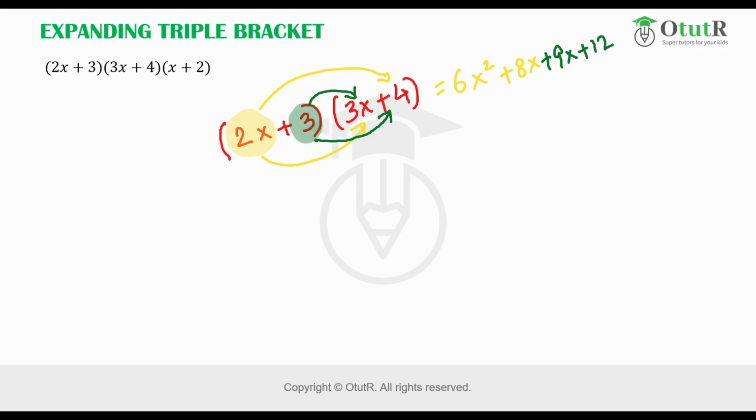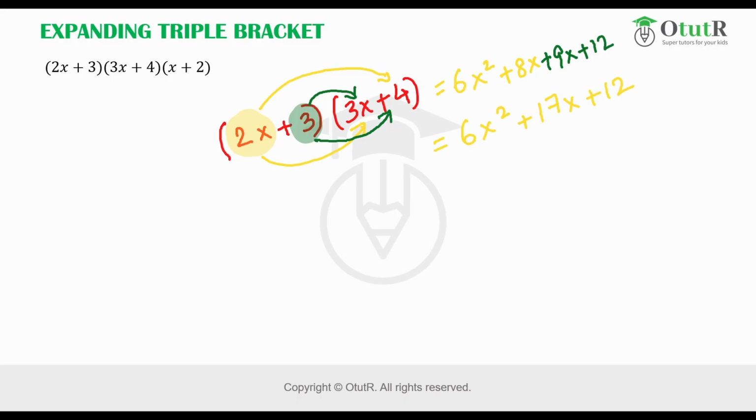After doing this, we are simply going to simplify the entire thing. So after simplification, we are going to get 6x squared plus, 8x and 9x are like terms, so they will add up to give me 17x, and a 12. So 6x squared plus 17x plus 12 is the result of multiplication of the first two brackets. After we have got this result, we are going to multiply it with the third bracket.